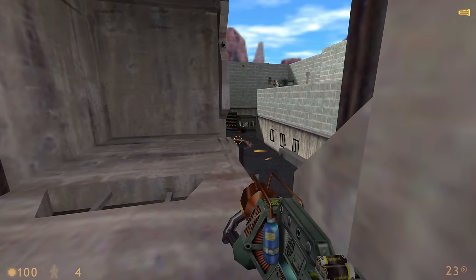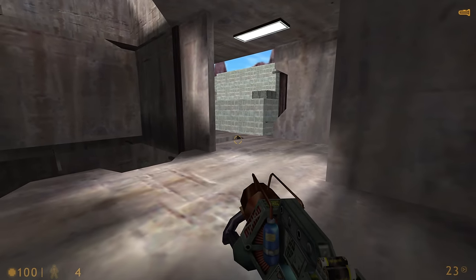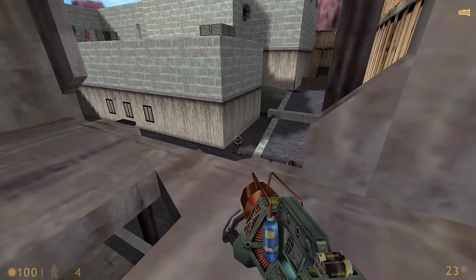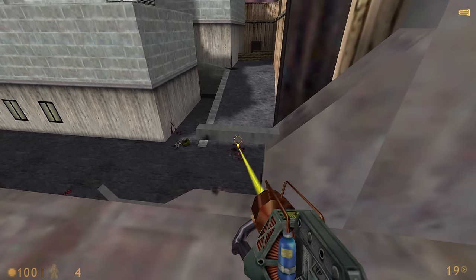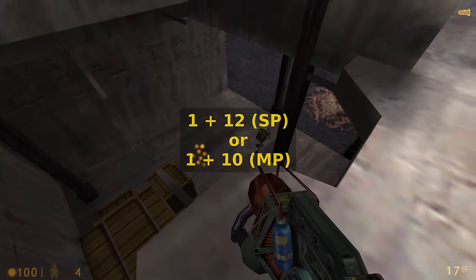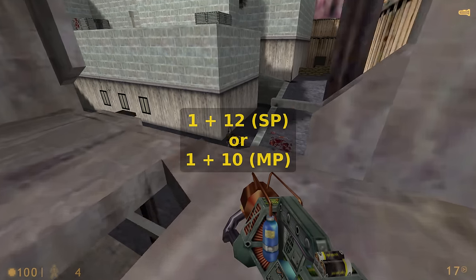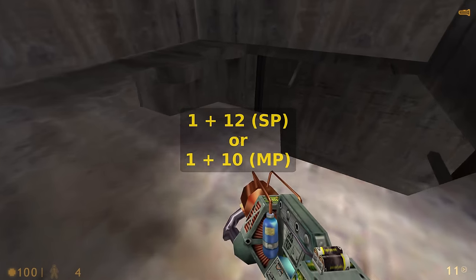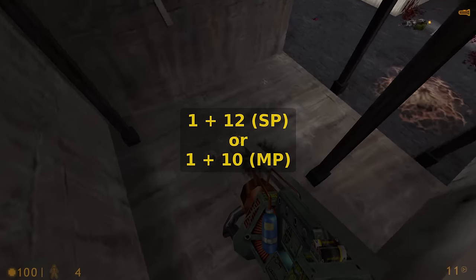Similar to damage, the amount of ammo used increases with charge time. When charging, the gun will consume 1 ammo every 0.3 seconds in single player and 0.1 seconds in multiplayer, until the shot is fully charged. During the initial mandatory half second of a charge, only 1 piece of ammo will be used, and then 12 over the next 3.5 seconds in single player and 10 over the next second in multiplayer.